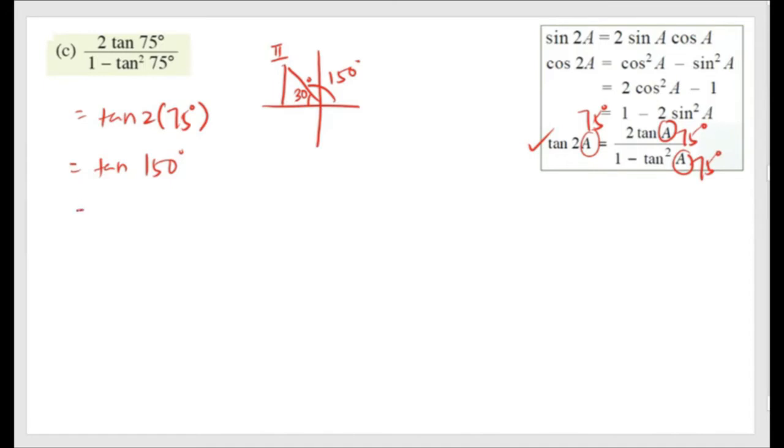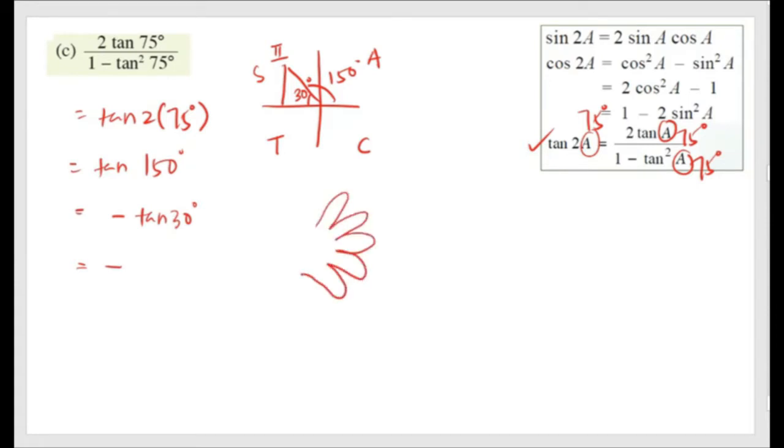Then the value here is tan 30 degrees. Is it positive or negative? Is tangent positive or negative here? Anyone answer me? All students take calculus. Yes, here it is negative, because only sine is positive. So the tangent here is negative. You put negative tangent 30 degrees.